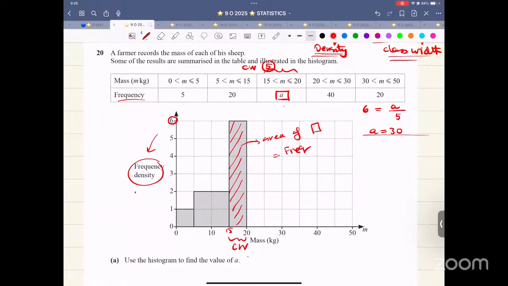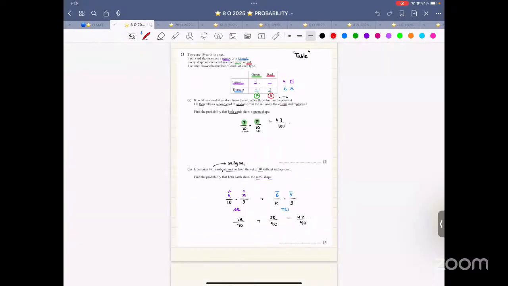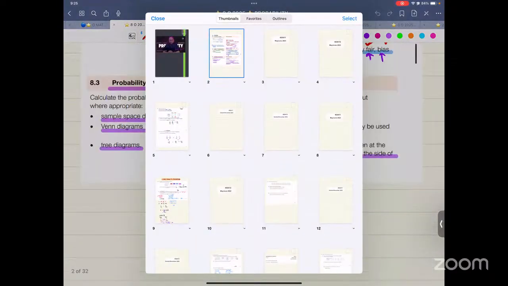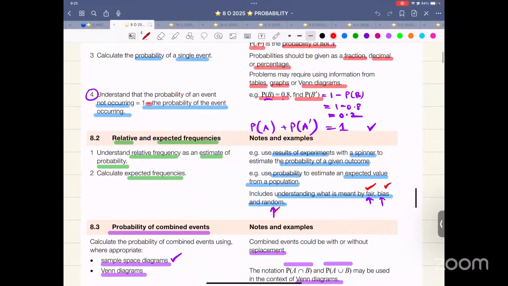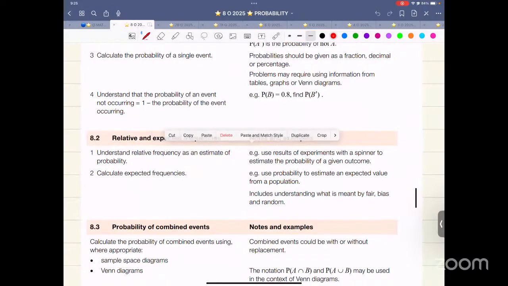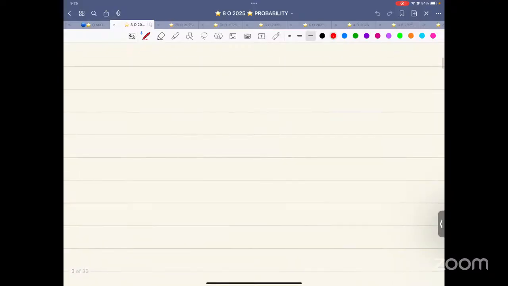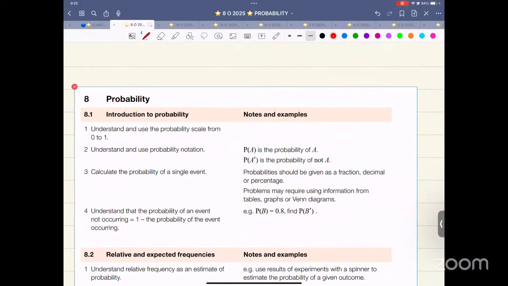Now, let me go to the idea of probability. So let me first, let's say if the syllabus thing is there. And let me add a page and let me read a bit about probability so that you all sit.